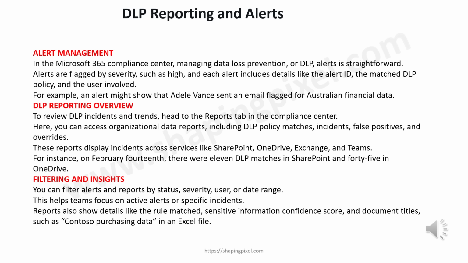You can filter alerts and reports by status, severity, user, or date range. This helps teams focus on active alerts or specific incidents. Reports also show details like the rule matched, sensitive information confidence score, and document titles such as Contoso purchasing data in an Excel file. Use these tools to monitor, investigate, and resolve DLP alerts efficiently. Adjust filters and review false positives to fine-tune your organization's data protection policies.